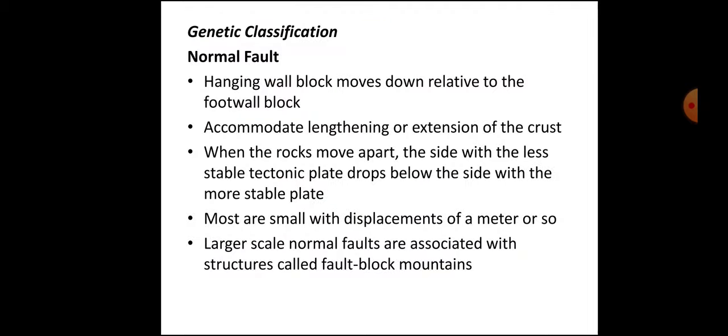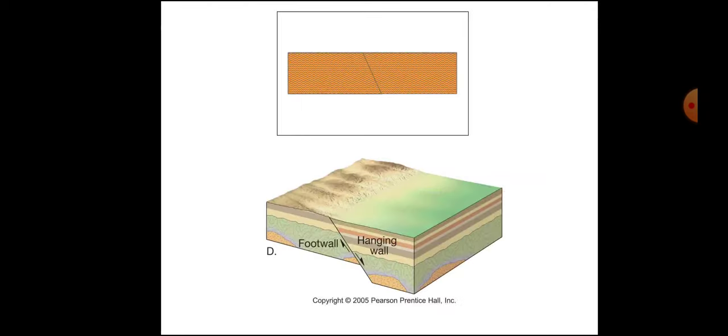Genetic classification. Normal fault: hanging wall blocks move down relative to the footwall block. They accommodate lengthening or extension of the crust. When the rocks move apart, the side with the less stable tectonic plate drops below the side with the more stable plate. Most are small, with displacement of a meter or so. Larger scale normal faults are associated with structures called fault block mountains.